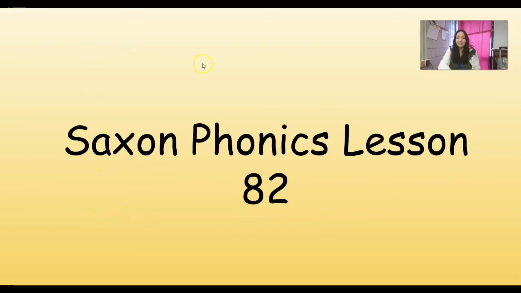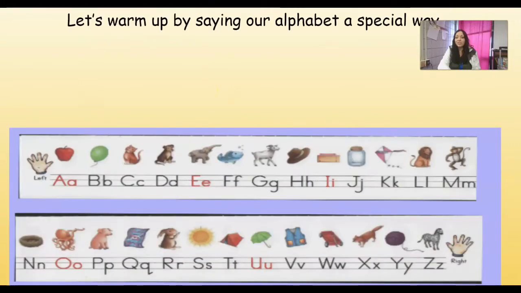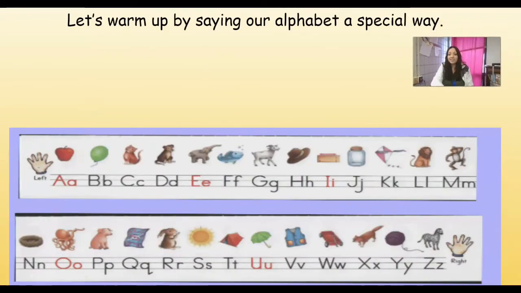Are you ready? All right, we're going to warm up by saying our alphabet in a special way. So what we're going to do is we're going to think about our lowercase letters. If they touch the middle, you're going to punch out to the side because it touches that middle line like A. If it goes up to the top, you're going to punch up. And then if it goes down low, you're going to kick to the side.